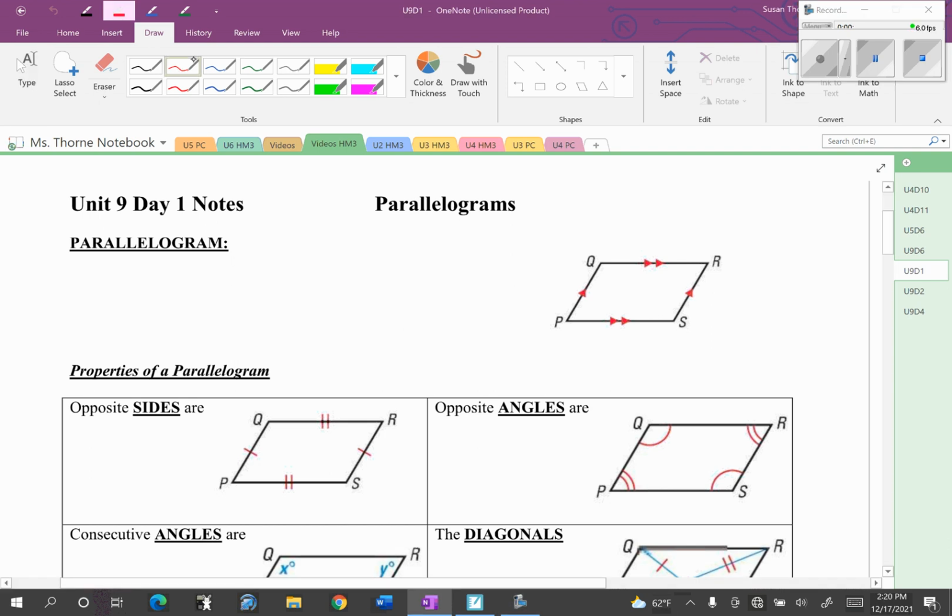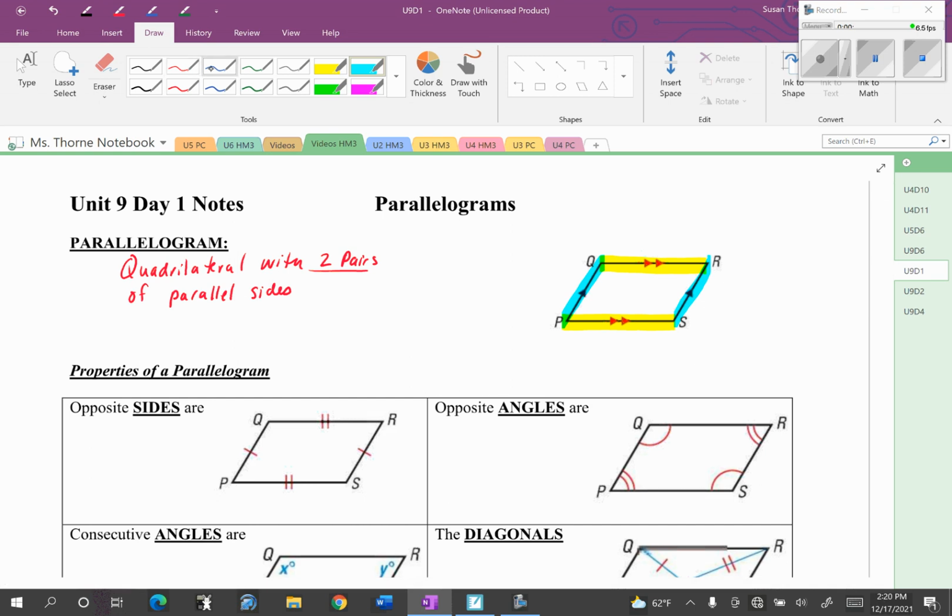Today we're going to talk about parallelograms. So a parallelogram is a quadrilateral with two pairs of parallel sides. So as we can see, QR and PS, those are parallel, and RS and QP are also parallel.